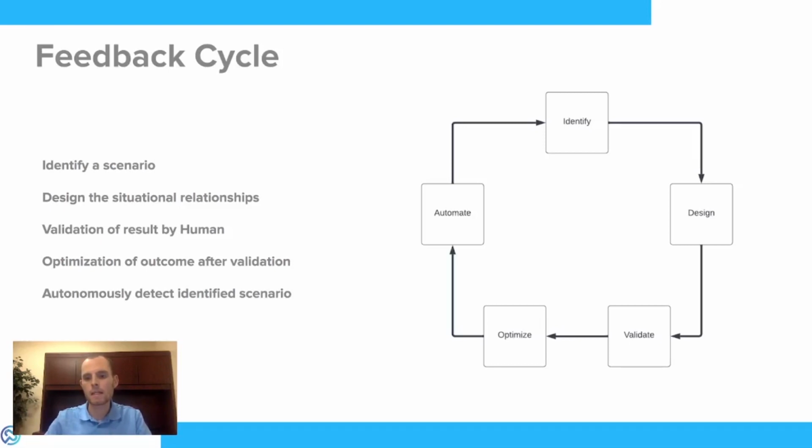After validating that our assumptions of a design were correct, we then move to the optimization phase, where we optimize the outcome to reach the desired results. After optimizing and reaching the desired results, it's then that we autonomously detect the identified scenarios that were designed and identified.